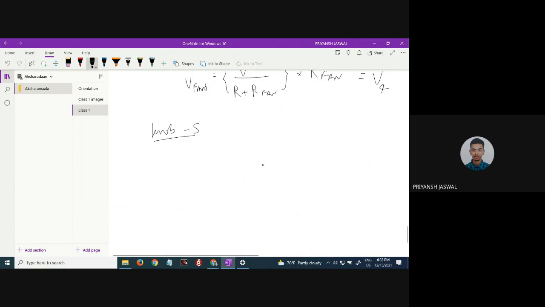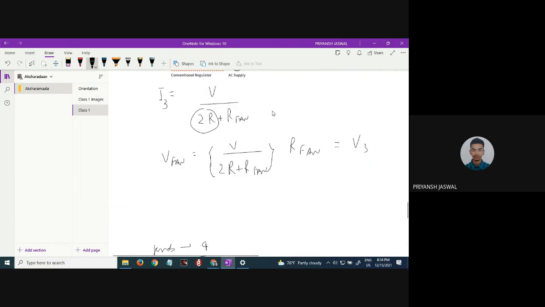So for the knob at 5, the current will be V upon R fan, and the potential drop across the fan will be V by R fan times R fan, that is Ohm's law, giving out V5.